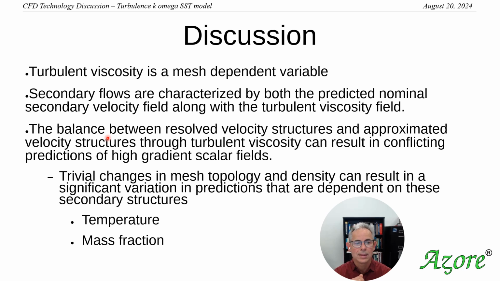And it gets challenging when you're trying to do mesh independence studies, which I discussed before, because sometimes trivial changes in mesh topology, when you change the density of the mesh, really can result in a significant variation in predictions that are dependent on these secondary flow structures. Think, for instance, if a highly stratified temperature flow field or a mass fraction flow field passes through these secondary flow structures, you might get noticeably different predictions in some cases.